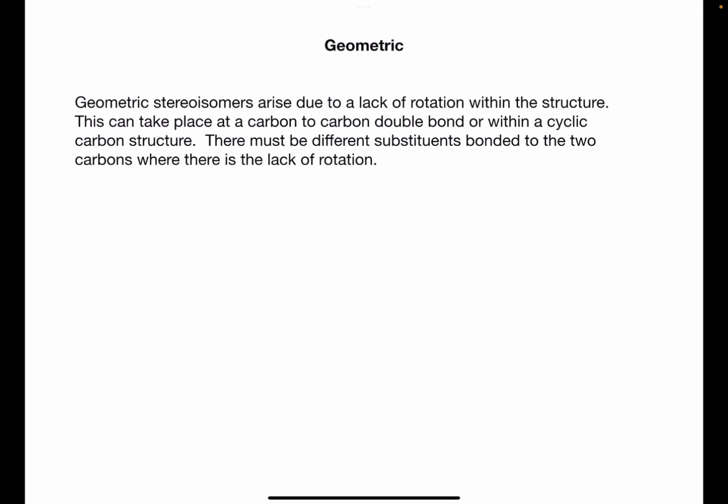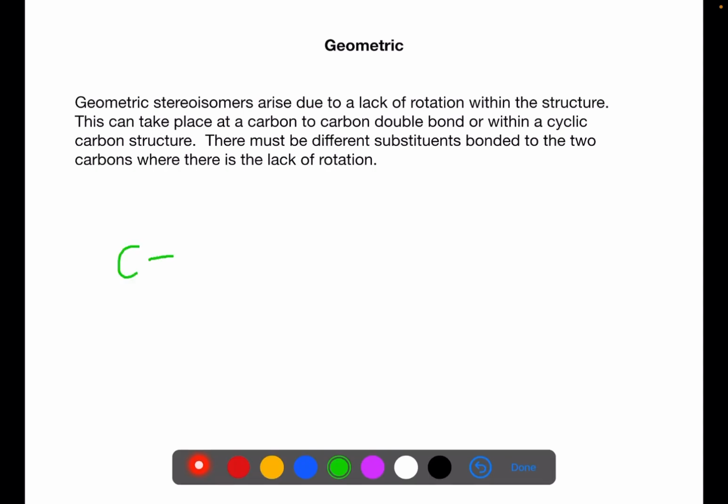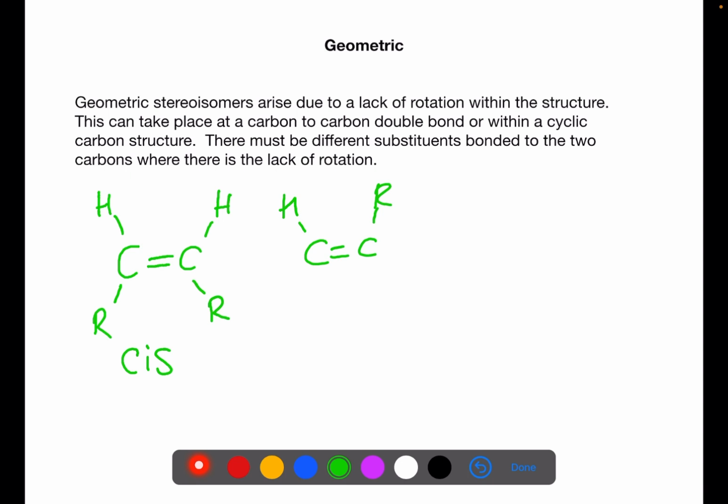For geometric stereoisomers, they have a lack of rotation within their structure. This can take place either where we have a carbon-to-carbon double bond or within a cyclic carbon structure. For there to be stereoisomerism, there needs to be different substituents bonded to each of the carbons in the part where there is the lack of rotation. Let's have a look at a carbon-to-carbon double bond. So here we have two hydrogen atoms, and on the other side we have two substituents R. Where they are on the same side of the double bond, this would be a cis isomer. If we have them on opposite sides of the double bond, this would be the trans isomer.